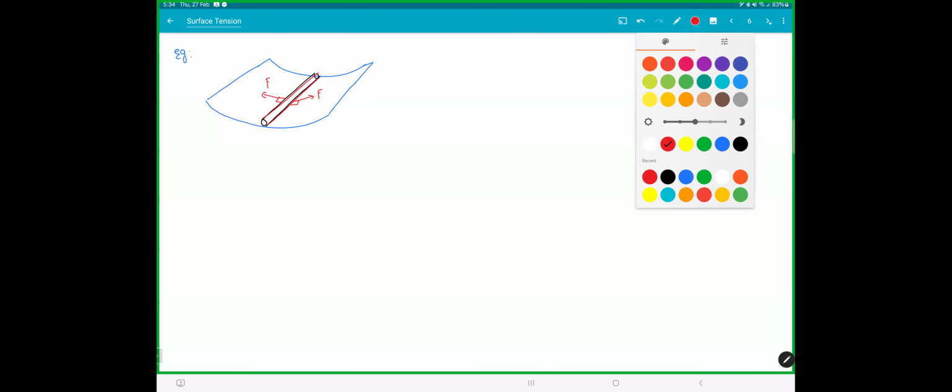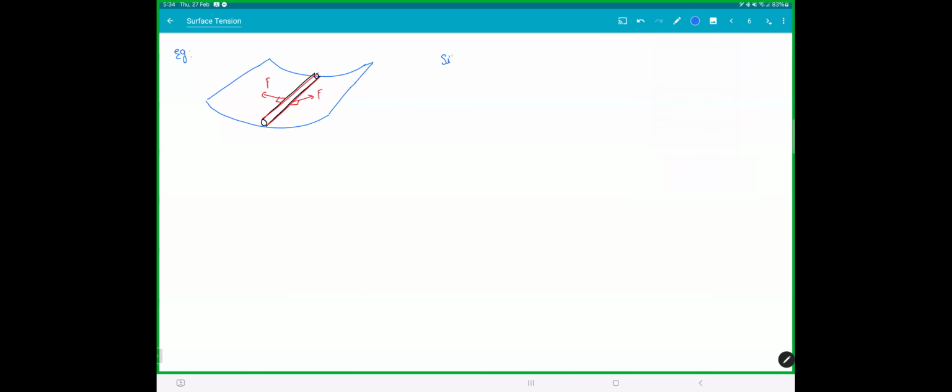So if you look at the same thing in the side view, this is how it would look. The forces would be like this. So this is F, this is F, this would be some theta, this would be some theta, and this would be your mg. So 2F cos theta is balancing the mg. And here F is nothing but S into L, where L is the length of the rod.